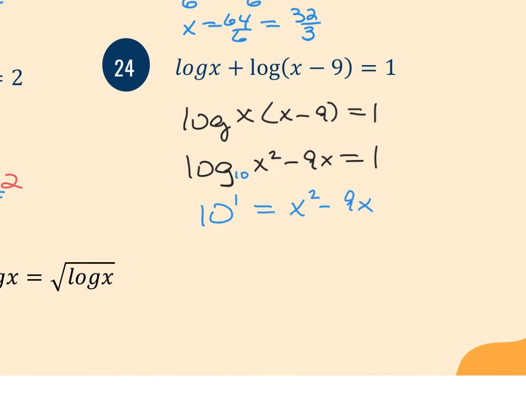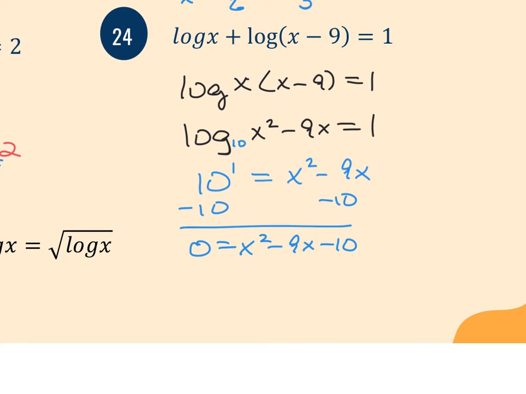I'm going to move the 10. 0 equals x squared minus 9x minus 10. I need to factor this. Factors of negative 10 that give me negative 9. And that's going to be x minus 10 and x plus 1. Set each equal to 0. I get x equals positive 10 and x equals negative 1.